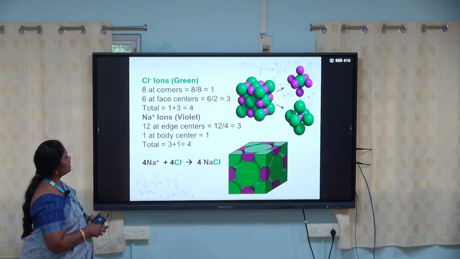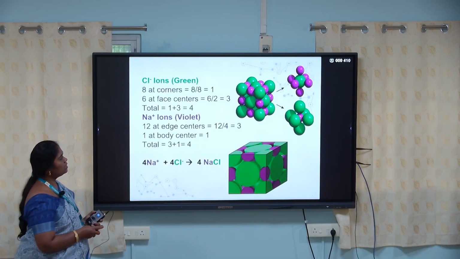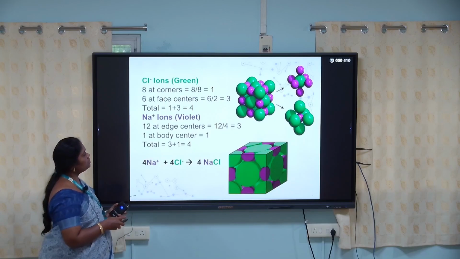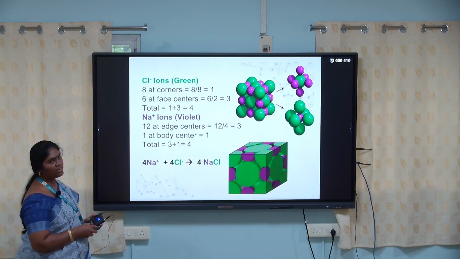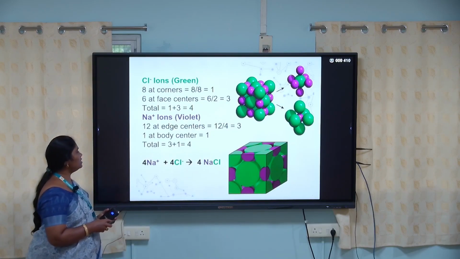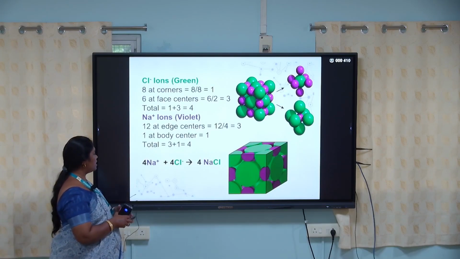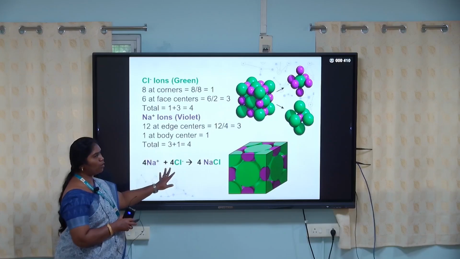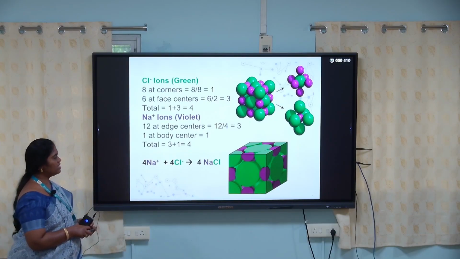So 12 at the edge centers, so 12 should be divided by 4, that is there are 4 faces. So the total is 3, and one body center, that is at the center of the body or center of the crystal, and that is shared all around the crystal. So the total is 3 plus 1 should be equal to 4. So there should be 4 Na plus ions and 4 Cl minus ions. So the total number is 4 NaCl.